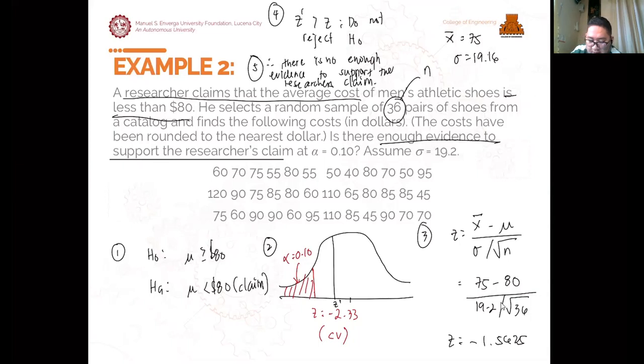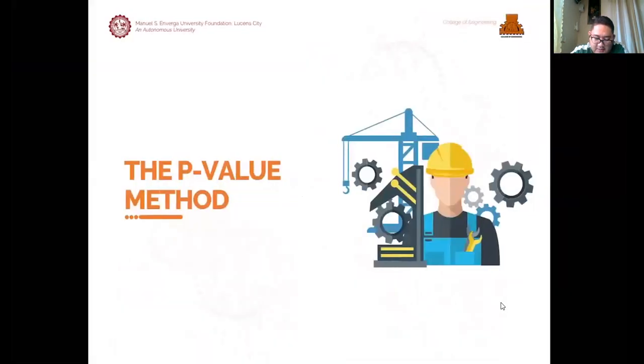Okay? So, yan yung pag-solve ng hypothesis natin or pag-test ng hypothesis natin using yung z-test for mean. Next, we now proceed dun sa next method natin. So, yung p-value method. So, sa p-value method, it's almost the same ni z-test. Pero, imbis na z-value yung gagamitin natin, ang focus natin is yung probability value niya. Ibig sabihin yung nakukuha natin dun sa loob ng z-table natin.